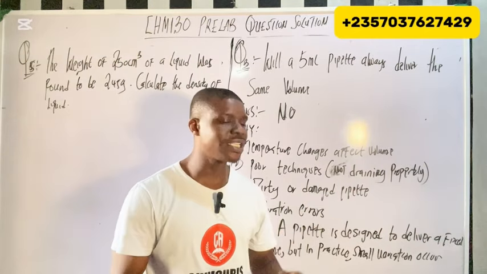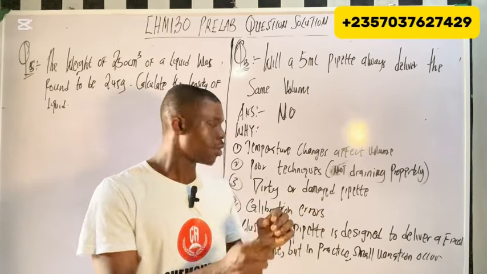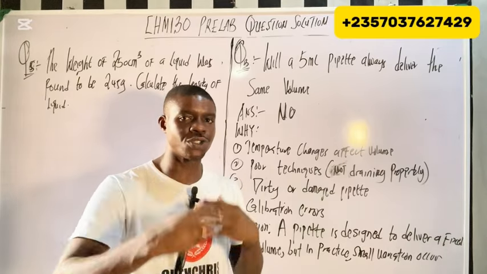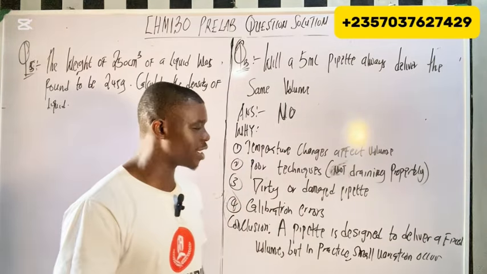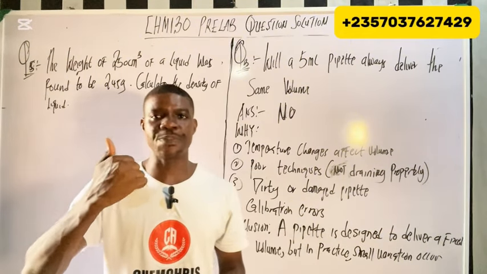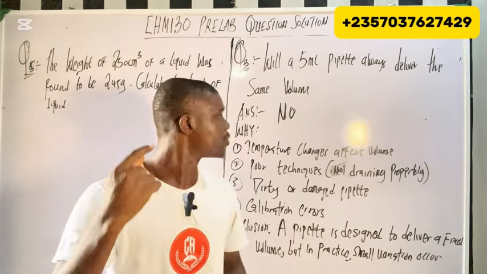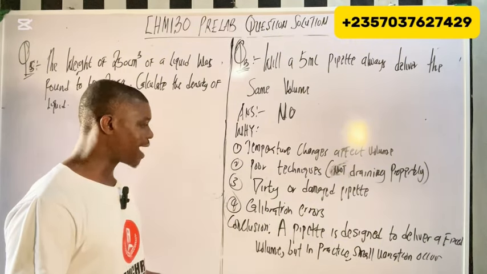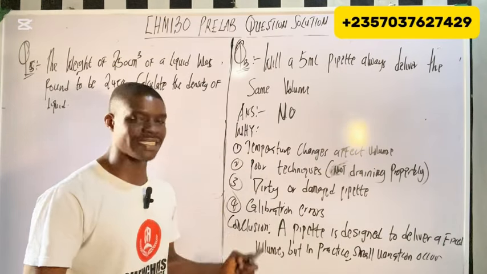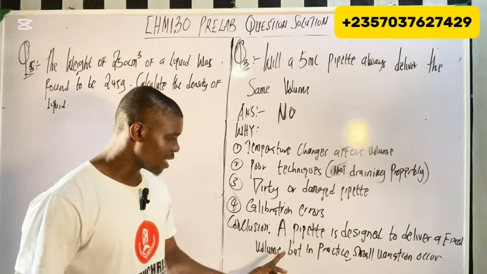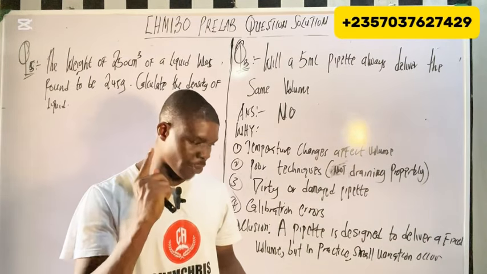Number 2, poor technique, that is, not draining properly. It's supposed to deliver the same volume, but with poor technique, if you don't drain it properly, you're not going to deliver the same volume. Number 3, dirty or damaged pipettes, especially if the pipette is damaged, it's not going to deliver the same volume. Number 4, calibration error. When you don't calibrate it very well, it's not going to deliver the same volume.